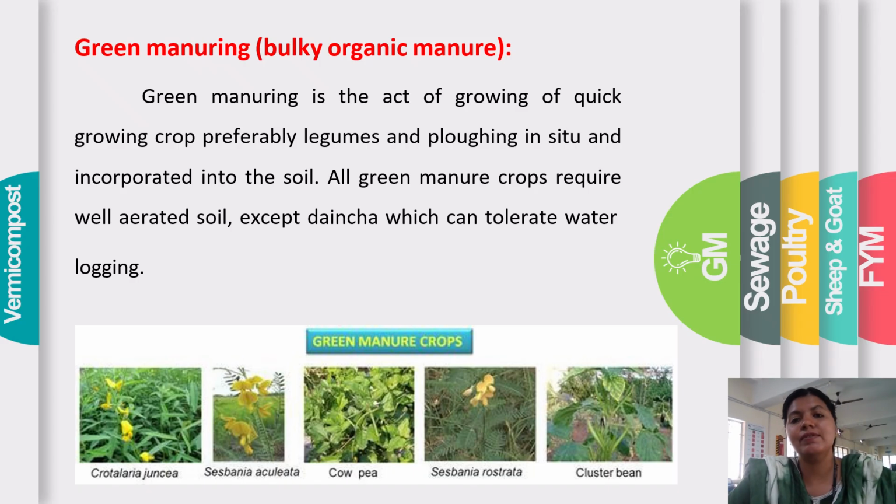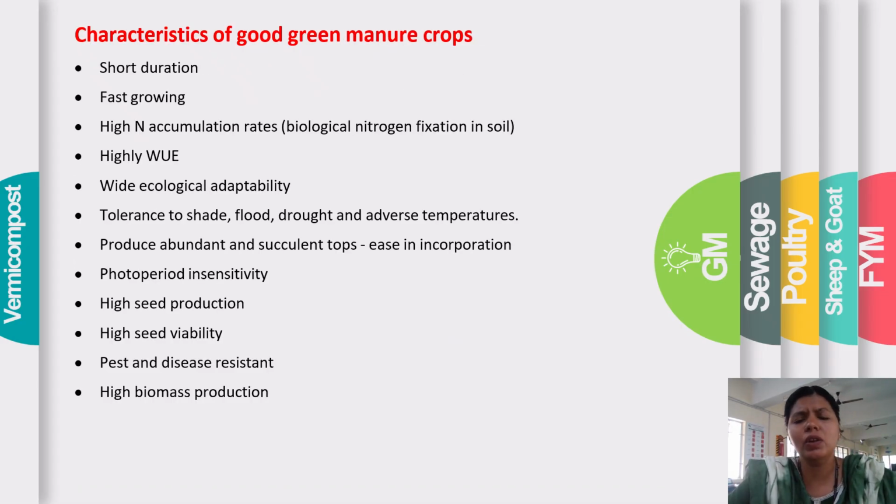And once it attains 50% flowering stage, it can be incorporated in the same field as a manure. This type of manuring we call green manure. And for a good green manure crop, it should be a short duration, fast growing crop. It should have high nitrogen accumulation rate by atmospheric N fixation, high water use efficiency, and very importantly, it should be very well adapted to the local climatic condition.